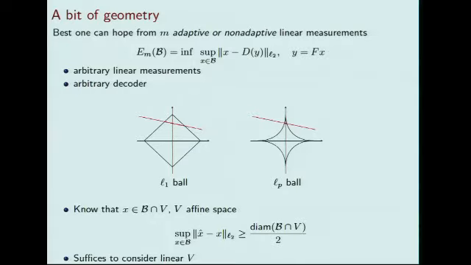So the best one can hope from m adaptive or non-adaptive measurements is essentially, we're going to look at every way of sensing the vector linearly, by having y equals f of x. So these are the linear measurements we take. But what I'm saying is that f can actually depend on the earlier measurements: the second row of f can depend on y1, and the third can depend on y1 and y2. Because that's what it means to be adaptive.